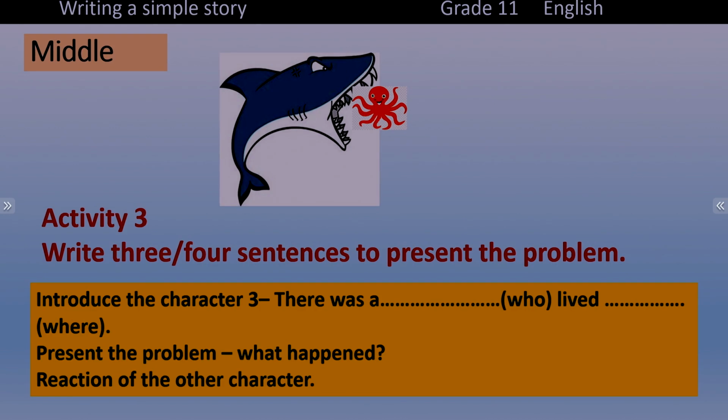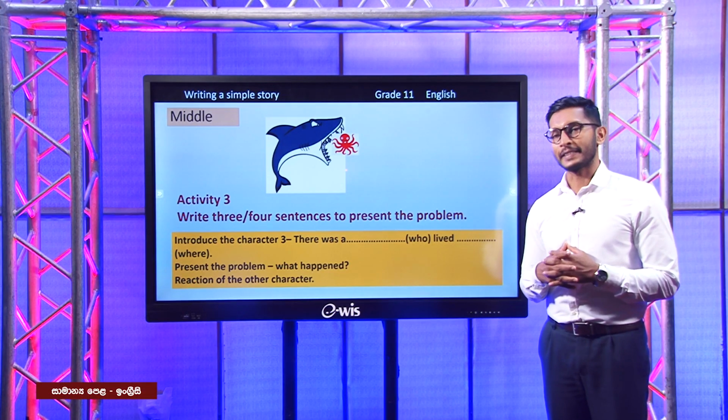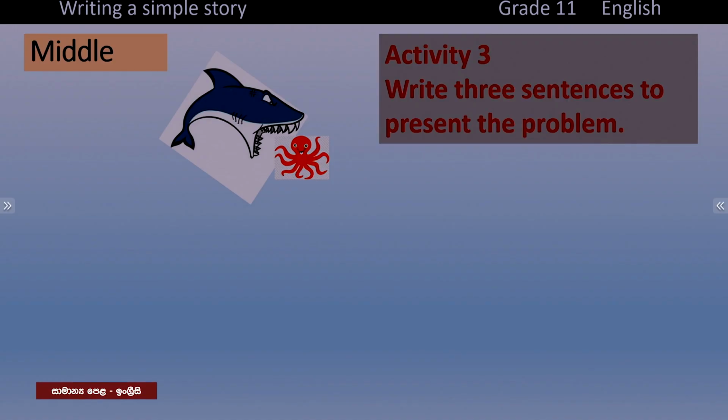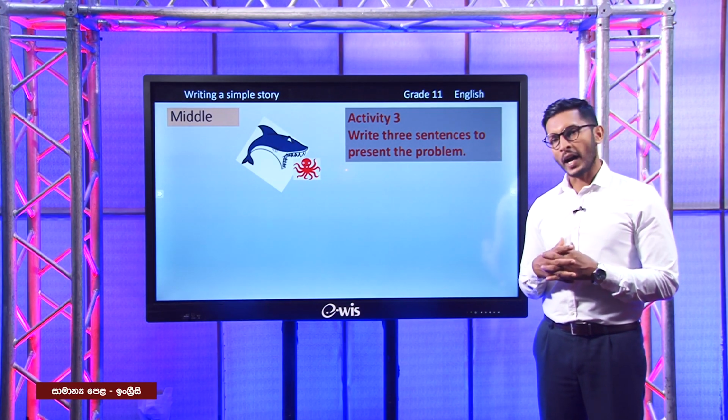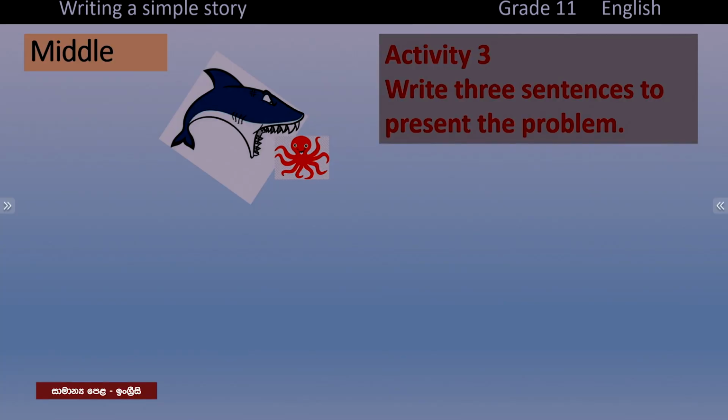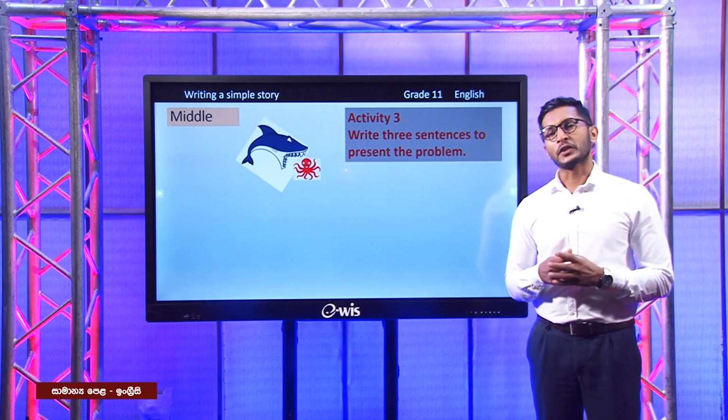Then we are going to present the problem. What happened? And when there's a problem, the victim has a reaction as well. So, we are going to include what reactions the octopus had. Now, you are going to write 3 sentences to present the problem of the story. Remember I told you at the very beginning, when you write a story, in the middle part of the story, we present the problem. So, we introduce the third character here, that is the shark, and also present the problem, that is the shark attack, and then the reaction of the octopus. Now, take your time and try to write the middle part of the story.